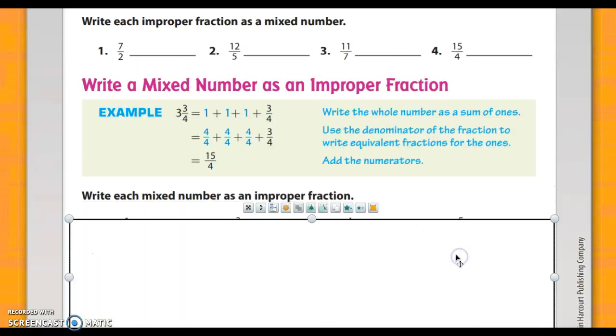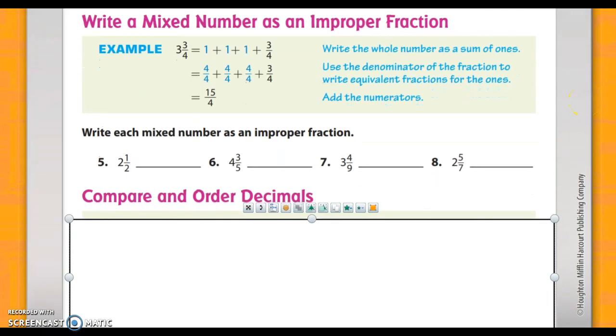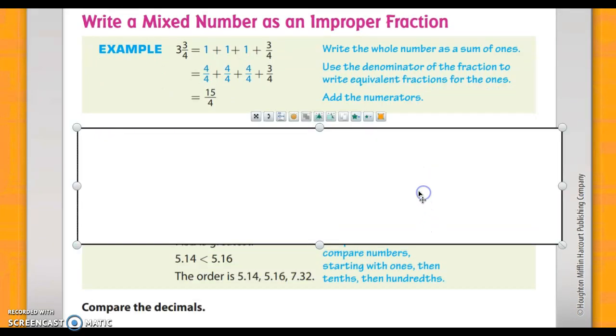Okay, so the next skill is exactly the opposite. We're given a mixed number and we're supposed to write it as an improper fraction. This one's almost even easier to understand the example. So check this out. The example is there's 3 whole. I'm just going to talk about the wholes for a minute. 3 would be the same as 1 plus 1 plus 1, so that makes sense.